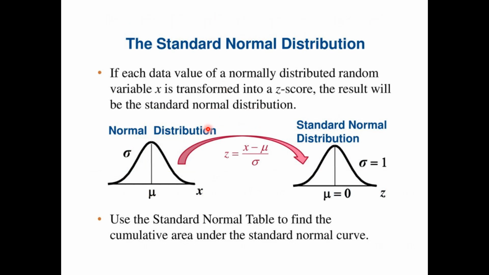So what happens? A normal distribution can be standardized as a standard normal distribution. That means you can make a comparison of your distribution, with your mean and your standard deviation, with a standard normal distribution.